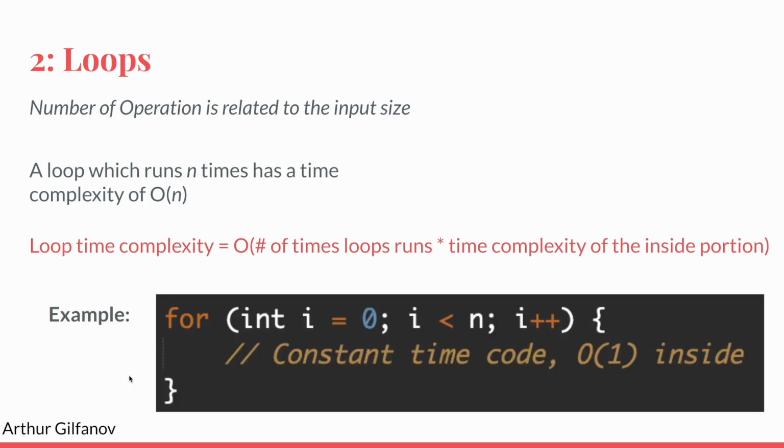Let's look at a quick example. This loop right here runs from all integers i starting at 0 to less than n, meaning the loop executes a total of n times. The comment is telling us that the inside portion of the loop is constant time, meaning O of 1. If we multiply 1 by n, we get that the time complexity for this loop is O of n.